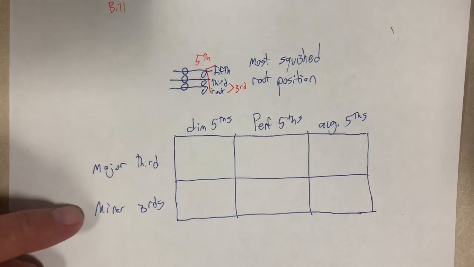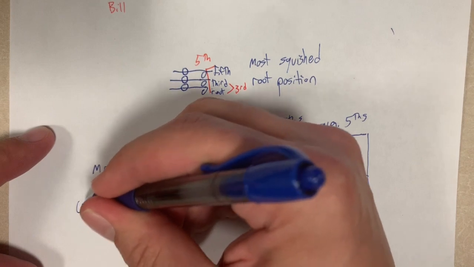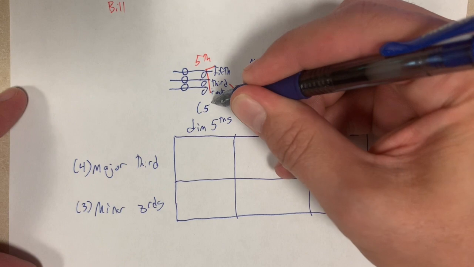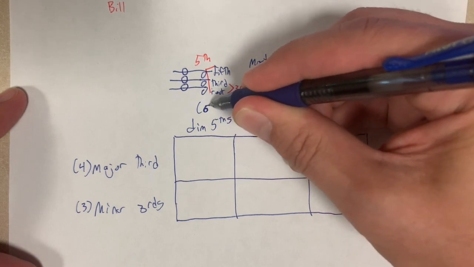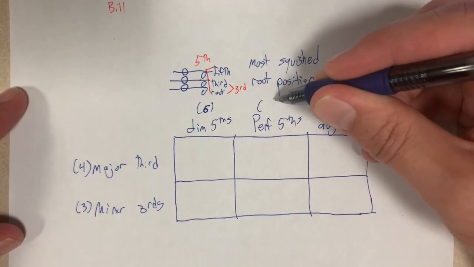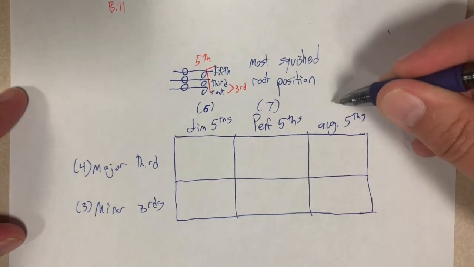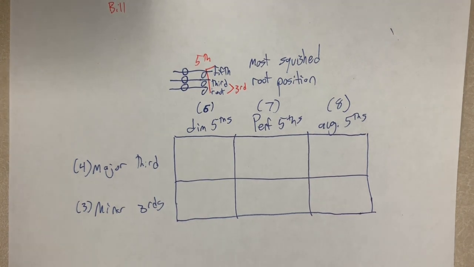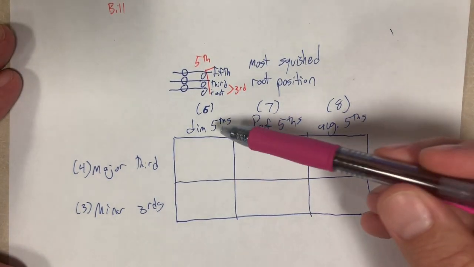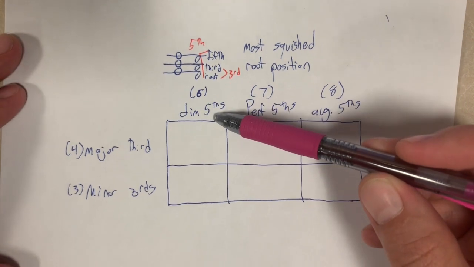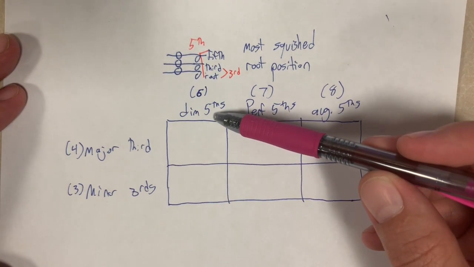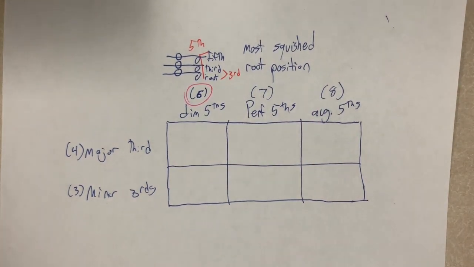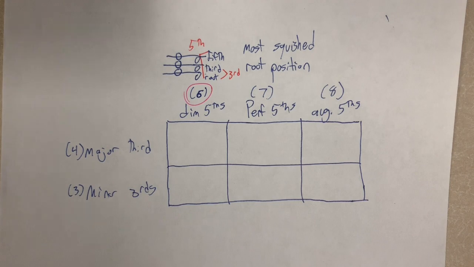So a minor third is made out of 3 1/2 steps. I'll put these in parentheses. A major third is made out of 4 1/2 steps. A diminished fifth is made out of 6 1/2 steps. A perfect fifth is made out of 7 1/2 steps. And an augmented fifth is made out of 8 1/2 steps. Last time I mentioned that the diminished fifth, also called the tritone, was known as the devil's interval. And here's another aspect: of course, it is 6 1/2 steps, the devil's number, 666.